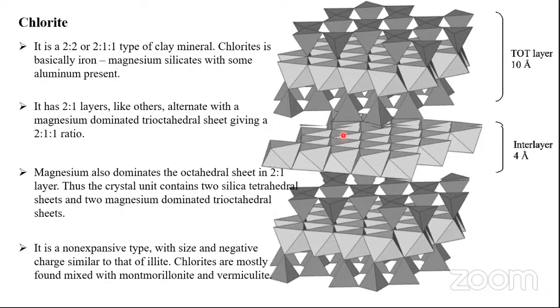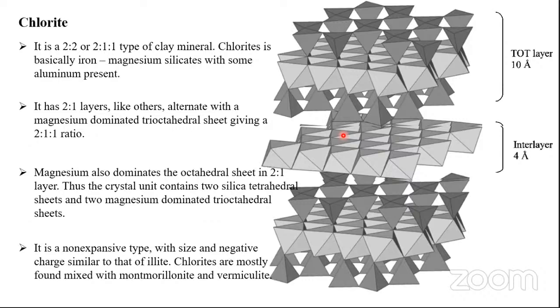There will be trioctahedra. What is trioctahedra? What is the difference? What will happen when aluminum is replaced with magnesium? There will be an excess of negative charge. This is a charge development. How the charge will be developed on clay minerals, we will read in chemistry, all those things.